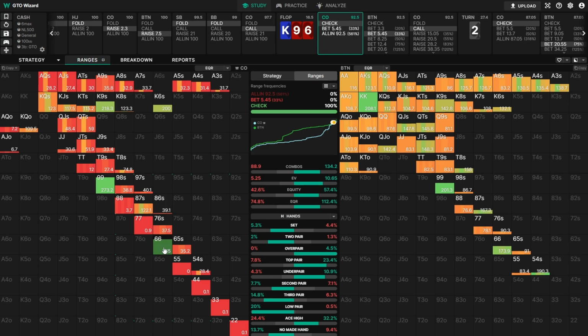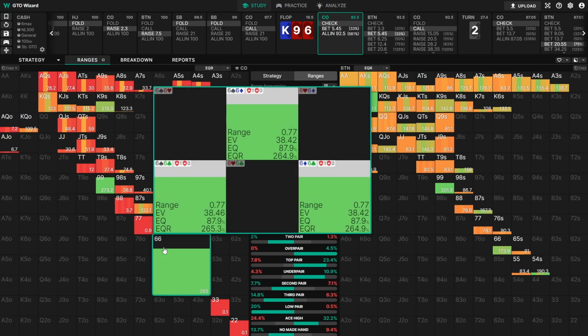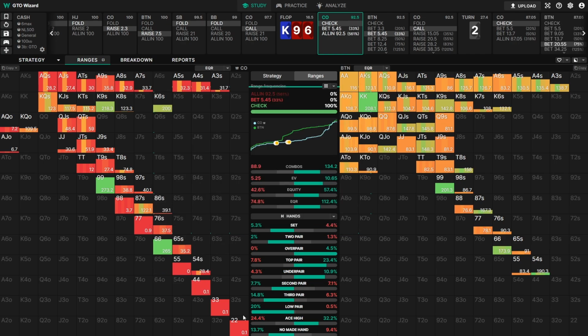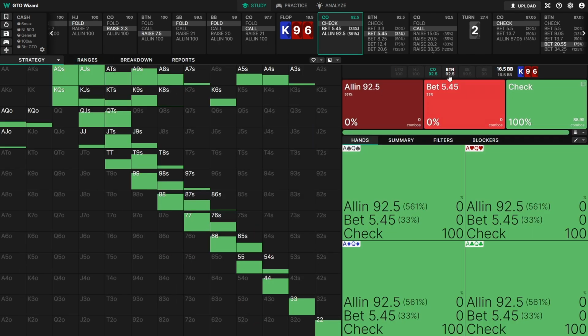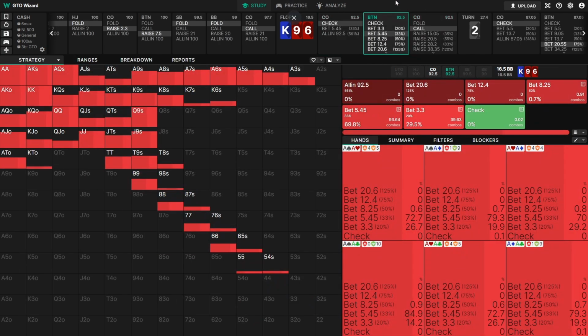So draws tend to over-realize equity. Similarly, nutted hands tend to over-realize equity, especially if your opponent is in a position where they should act aggressively. So pocket sixes, in the cutoff's case, it's going to win way more than it would if the pot were checked down. All right, so let's go back to the hand here. We check to the aggressor, and they range bet.